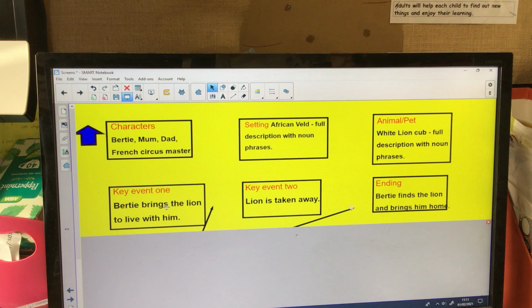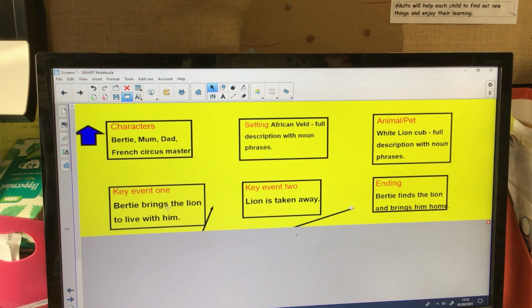Okay, so for your planning, you're going to be thinking, what's the first key event in my story? What's the second key event? And what's the third, the ending part? Okay, now it doesn't have to be like the butterfly lion. You can make up your own sequence of events. It doesn't have to be the same, but if you're struggling, you can make it very similar to this structure.